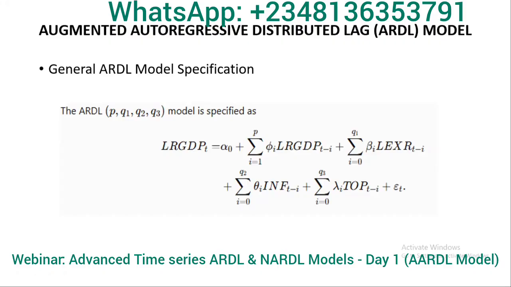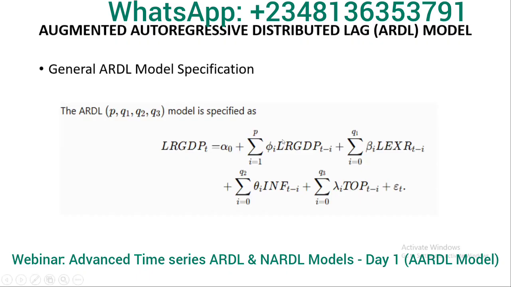So we are moving from the traditional ARDL model to the augmented ARDL model, and we are going to see what makes it augmented. The model specification for the augmented ARDL model is the same as the specification for the traditional ARDL model. So let's have our general specification. We have ARDL(P, Q1, Q2, Q3). These P, Q1, Q2, Q3 are the lags of our variables.